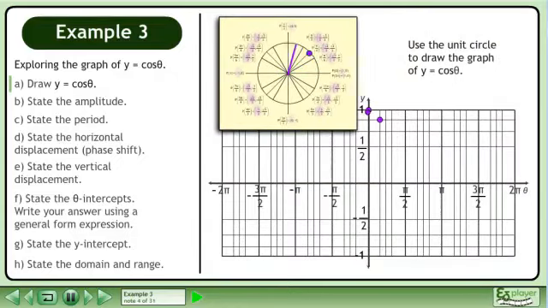Plot the values of cos theta from the first quadrant. Plot the values of cos theta from the second quadrant. Plot the values of cos theta from the third quadrant. And finally, plot the values of cosine theta from the fourth quadrant.